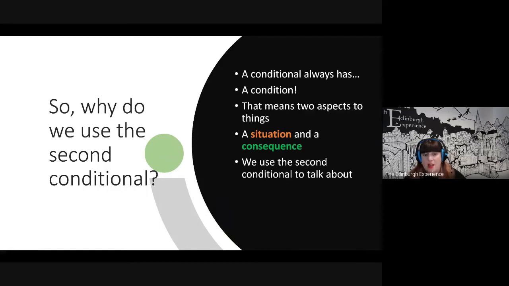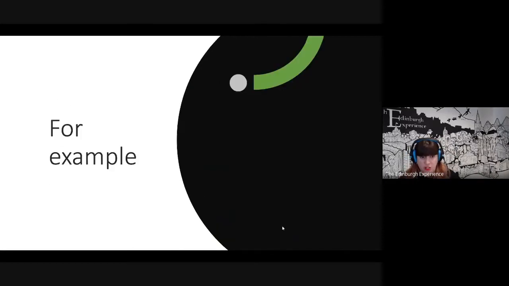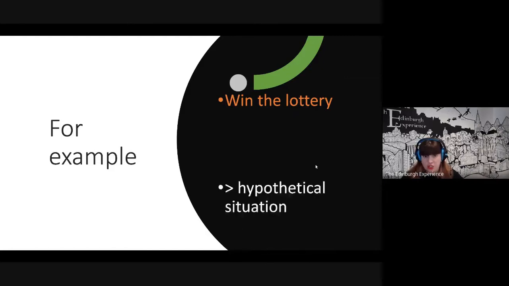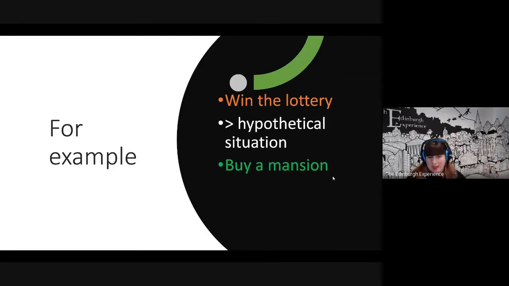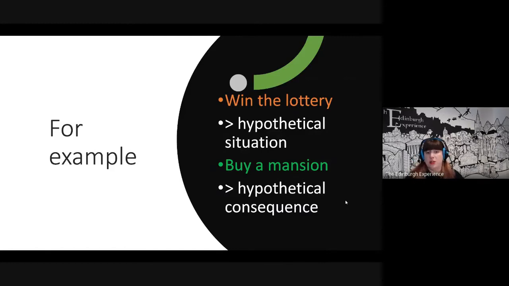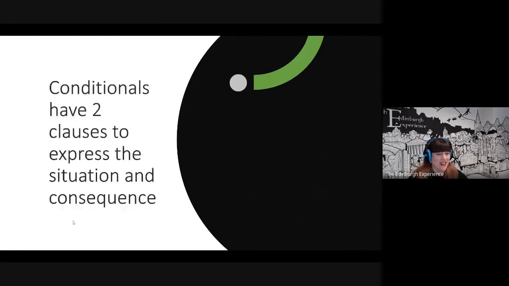If we're using the second conditional, I use this to talk about hypothetical situations now or in the future. So I would use the second conditional structure to discuss a hypothetical situation and the hypothetical consequence of that situation. For example, winning the lottery would be a hypothetical situation, and buying a mansion would be a hypothetical consequence of this situation, at least for me, because I definitely don't think I'll be winning the lottery.